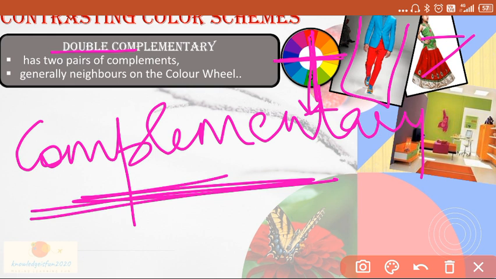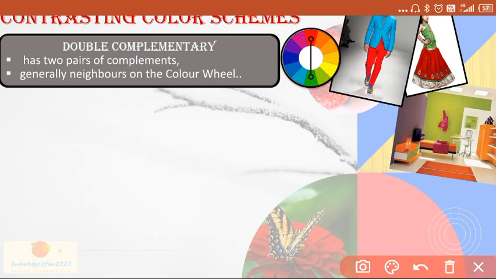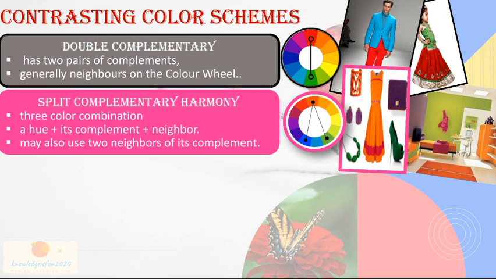Then double complementary. What is double complementary? When you have 2 pair of complements, it is double complementary. Like if we take 2 colors here, and these 2 colors, opposite 2 colors. Whenever we are taking opposite 2 colors, it is complementary color scheme. Like here, if these two colors are taken or these two, this is double complementary. For blue, these two and these two, this is double complementary. Clear?